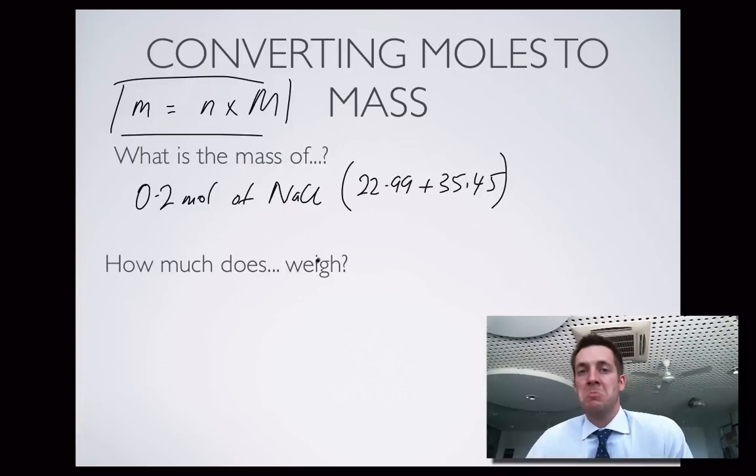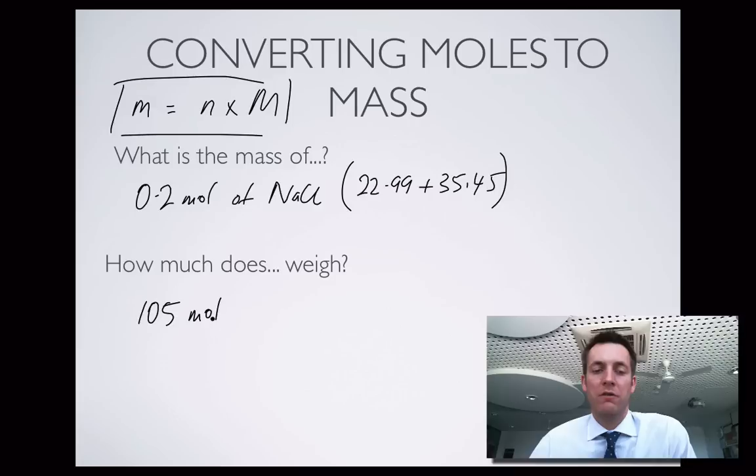How much does, let's say, 105 moles of water weigh? Okay? How do we do that? Well, again, it's the mass. How much does it weigh? We're finding a mass equals the number of moles, 105, times the molar mass of water.